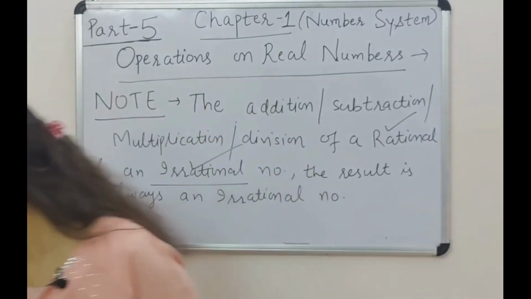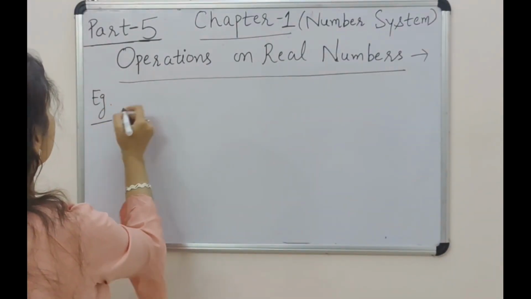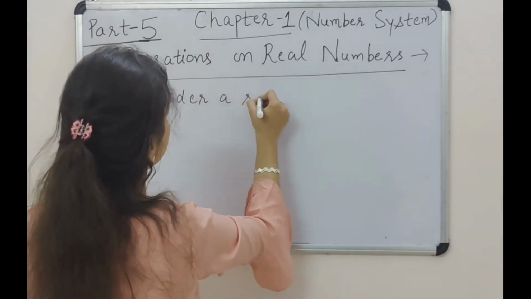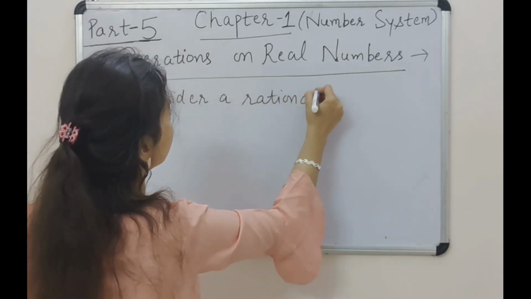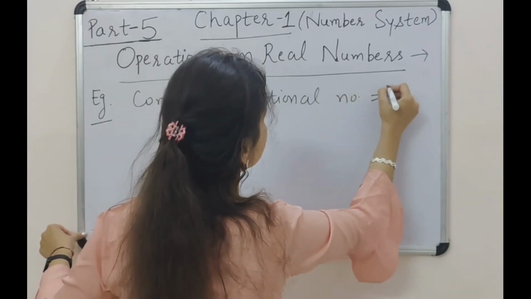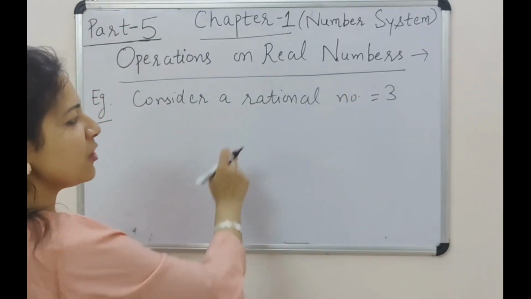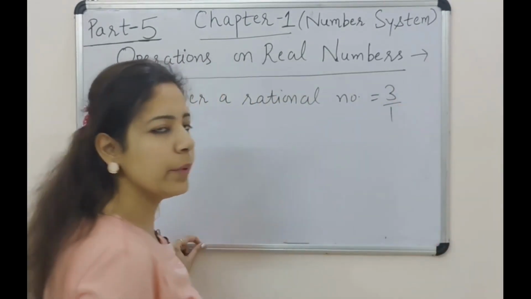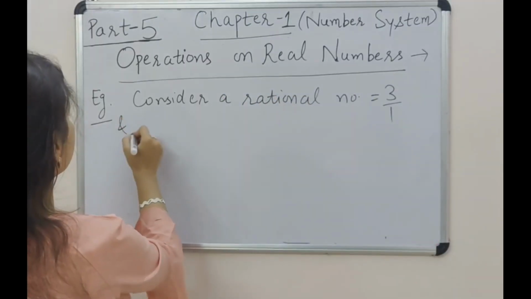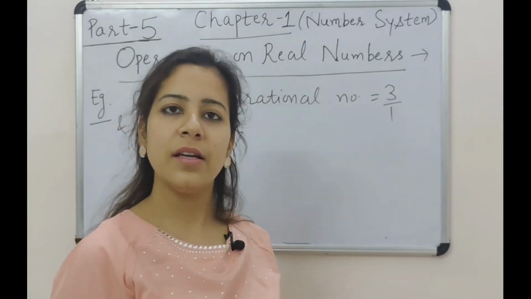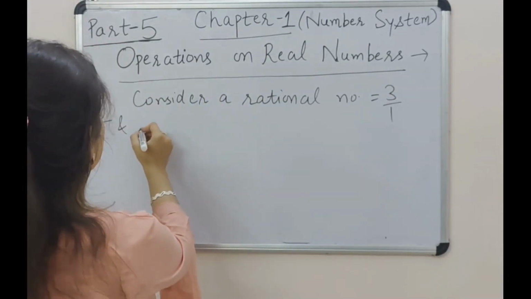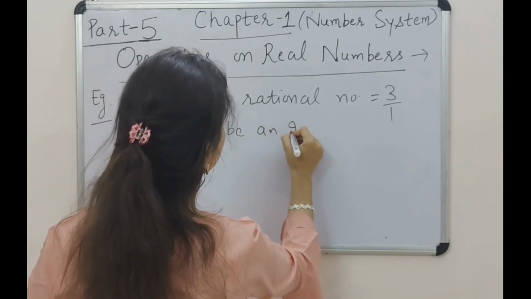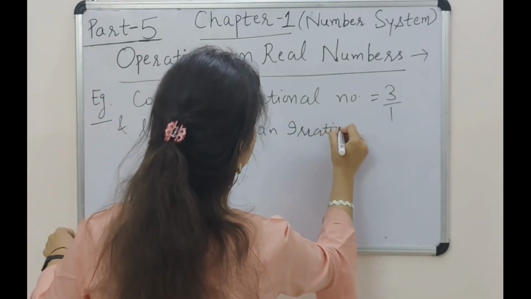Let's consider an example. Consider a rational number 3. 3 is clearly a rational number, friends. Why? Because it's possible to write 3 as 3 upon 1, which is p by q form. Another number we have to consider is an irrational, so let root 2 be an irrational number.